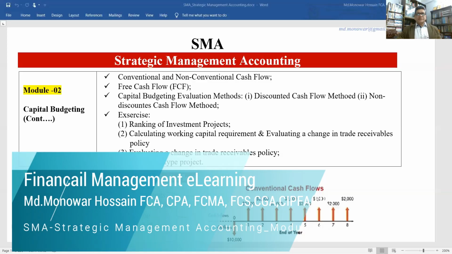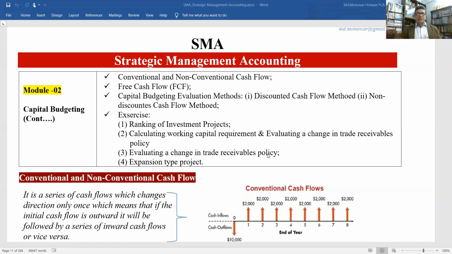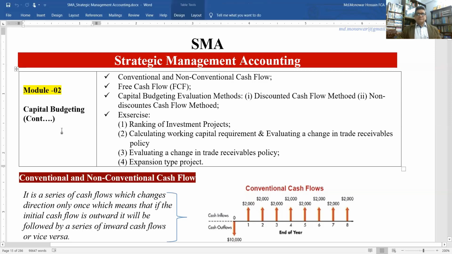So today we're going to take Strategic Management Accounting Module 2. This is the continuation of the previous module. It is capital budgeting continuing.